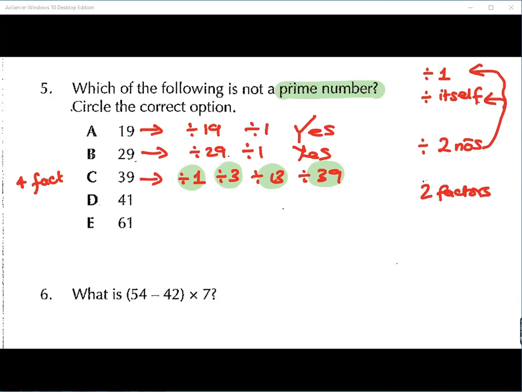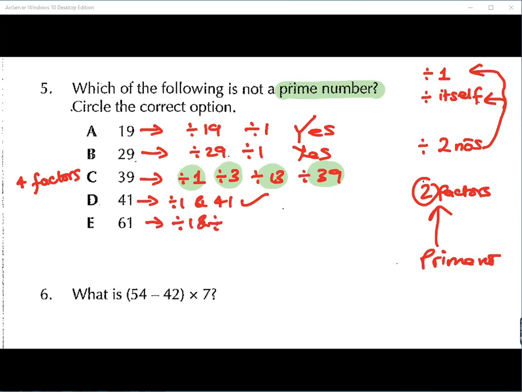4. And how many factors does a prime number have? 2. So part C, 39, doesn't qualify to be a prime number. It's got too many factors. Now 41 will only divide by 1 and 41, so it's prime. 61 will only divide by 1 and 61, so it's prime. So it's definitely C is the answer. 39 is definitely not a prime number.